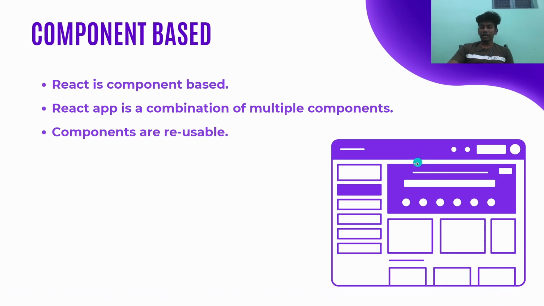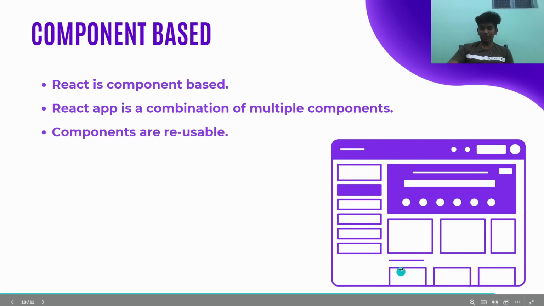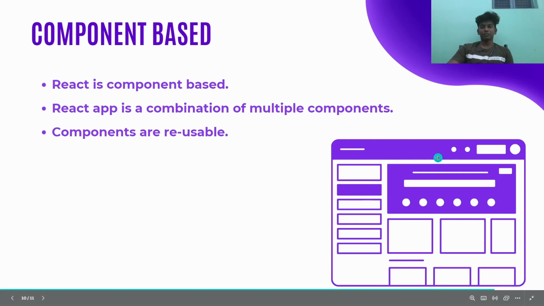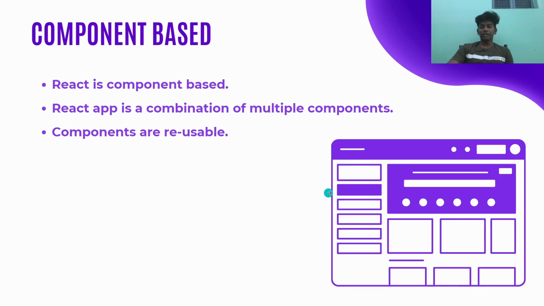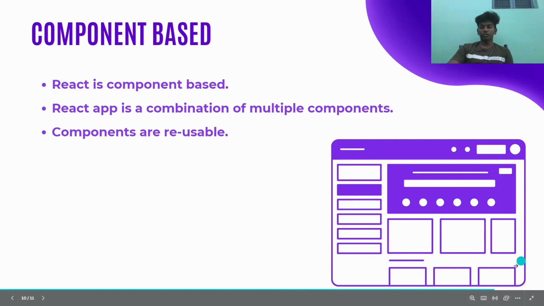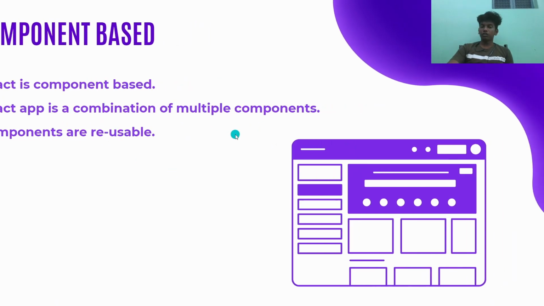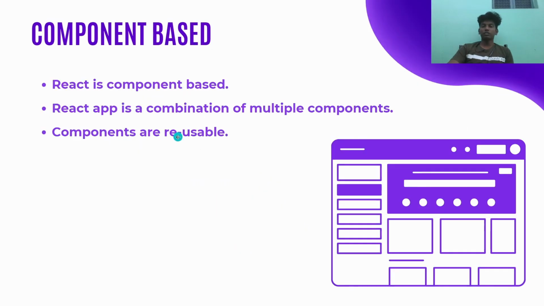Using React, we can simply create this header as a separate function, the sidebar as a separate function, the banner as a separate component, and the templates as a different component. We can then add these to another component and make it a whole project. This is very helpful because React is a combination of multiple components. As I already said, we can use multiple components to create a web application. And the most important thing is that components are reusable.